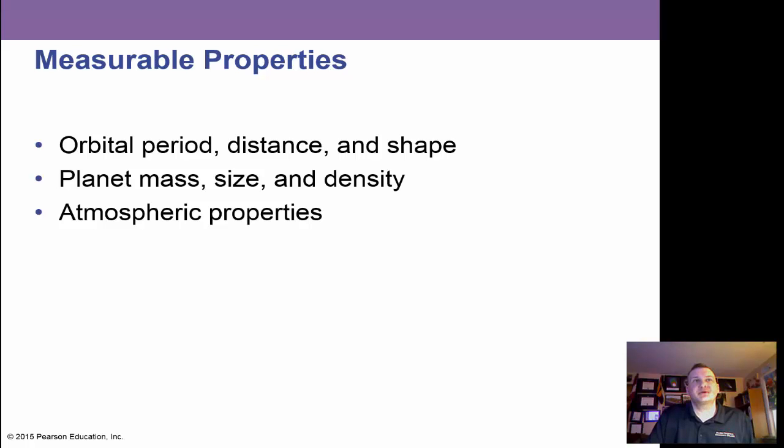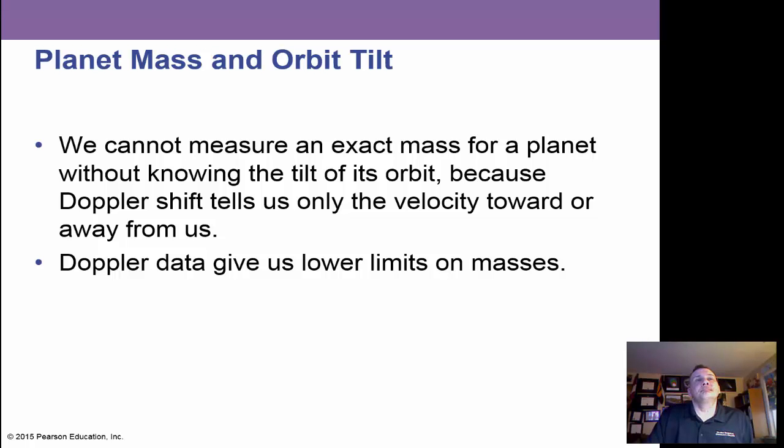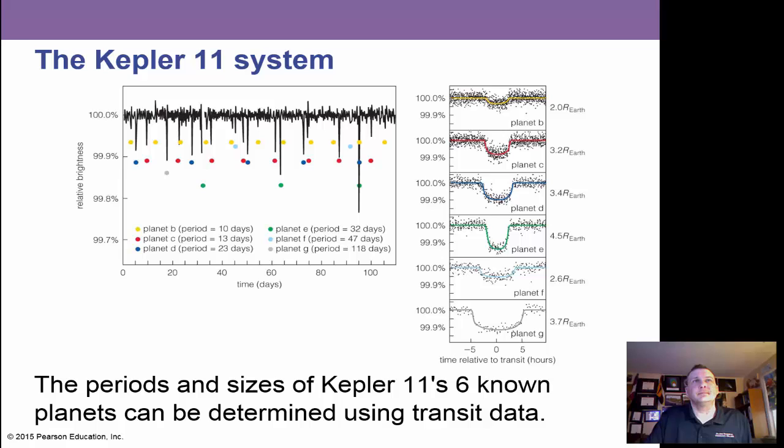So what can we measure? We can measure the orbital period, the distance of the planet away from the star, and the shape. We can also measure the planet's mass, size, and density, and its atmospheric properties, if any. We cannot measure an exact mass for a planet without knowing the tilt of its orbit, because Doppler shifts tell us only the velocity towards or away from us, not side to side. And Doppler data gives us lower limits on masses anyway.